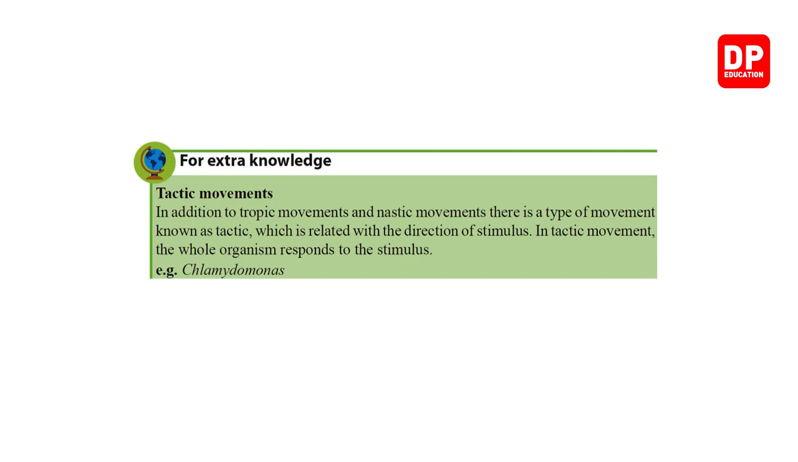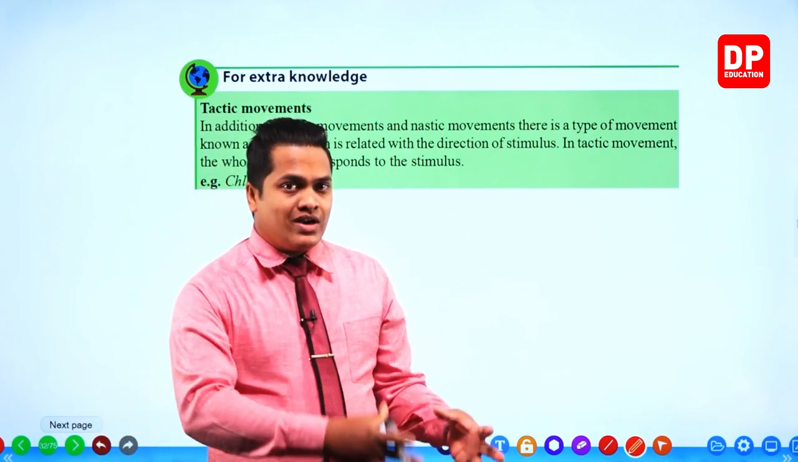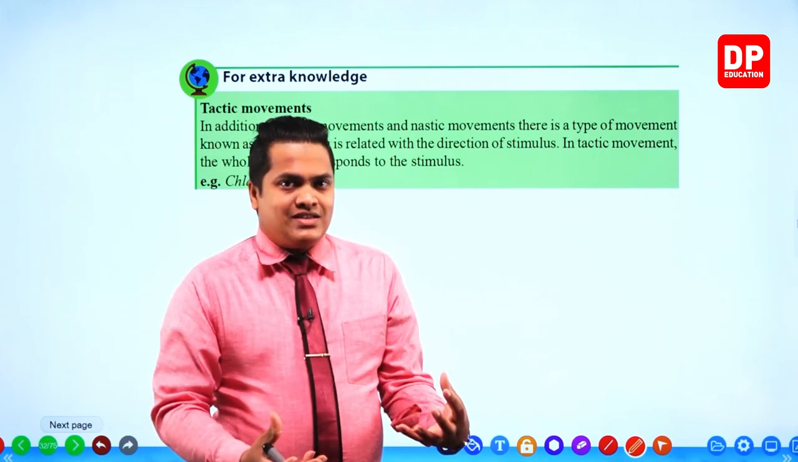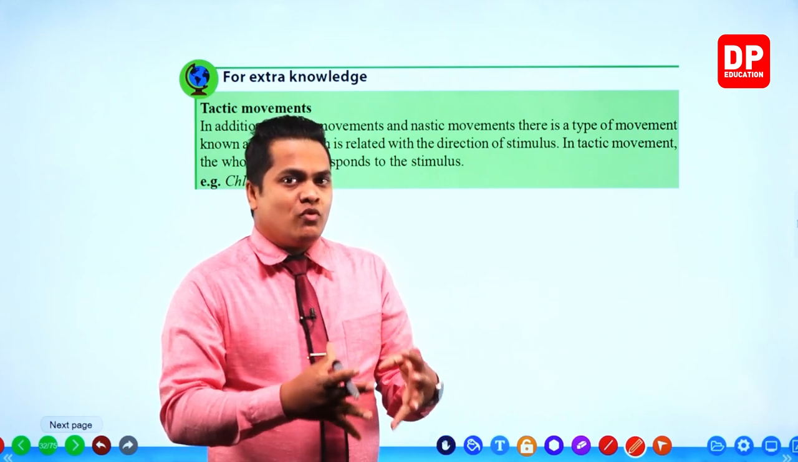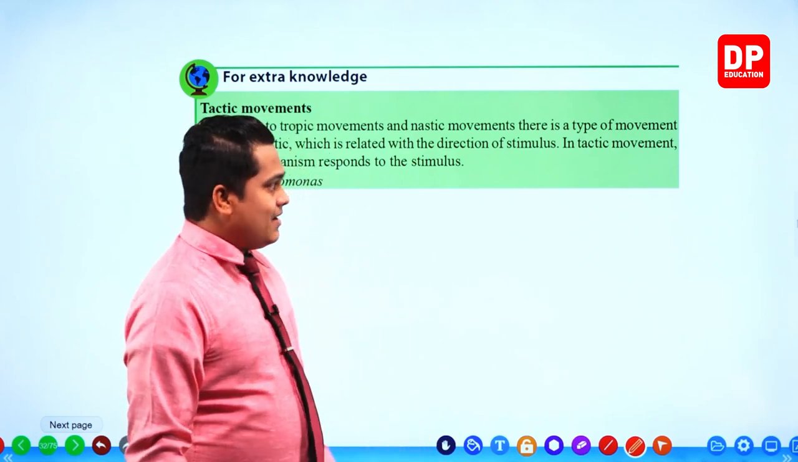So for extra knowledge, another type of movement is given. Tactic movements. Here it is given that in addition to tropic movements and nastic movements, there is a type of movement known as tactic, which is related with the direction of the stimulus. In tactic movement, the whole organism responds to the stimulus. So in a tactic movement, my dear children, what happens? The entire organism is going to show a certain movement. Actually, the entire organism is going to move from one place to another during a tactic movement.